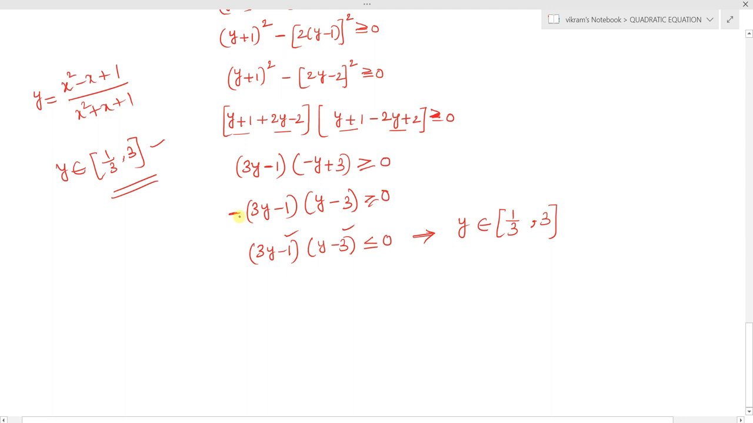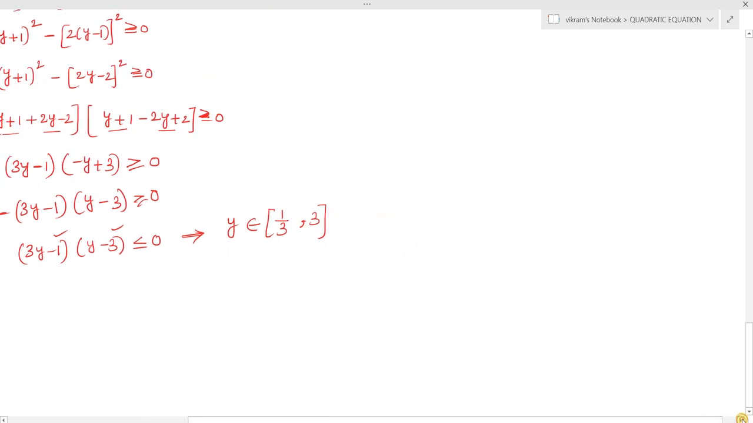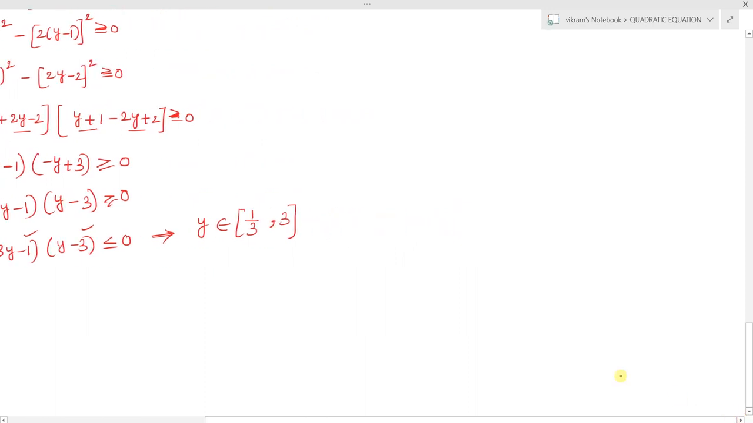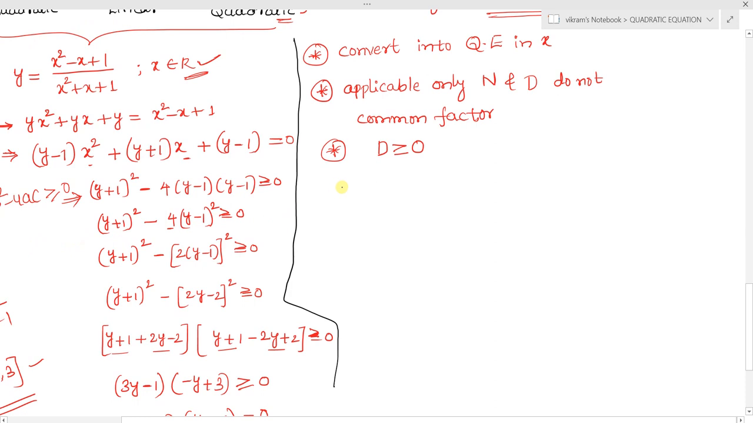Now we need to check a few things here. What are the things we need to consider? We need to consider some assumptions, some important notes. If the given function is y equals a1x square plus b1x plus c1 by a2x square plus b2x plus c2.